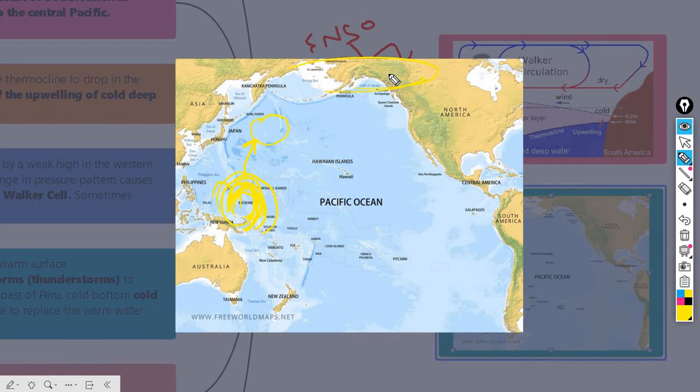So the air loses its moisture content and comes back towards the Peruvian coast, into the eastern Pacific. This phenomenon, where a cycle occurs, is called the Walker cell. We call it the Walker cell.